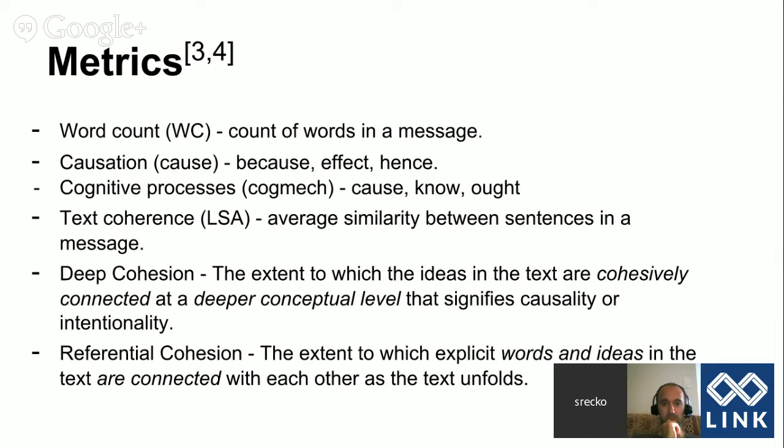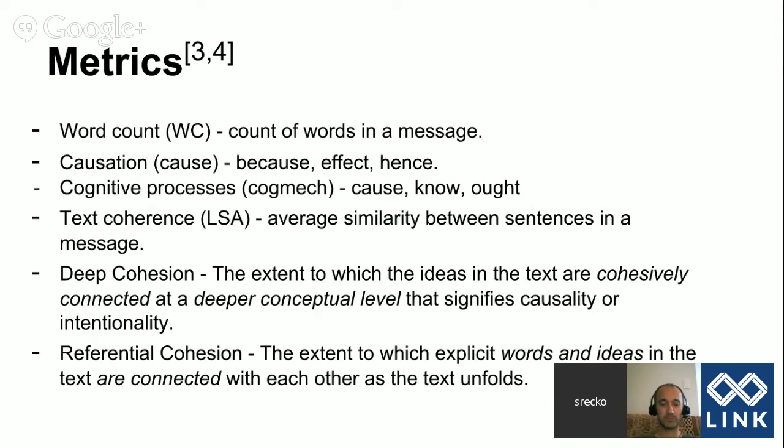Why these two? Well, one of our recent studies showed that learners who post messages that have higher deep cohesion tend to be the central nodes in the network, as well as those who have messages with lower referential cohesion.